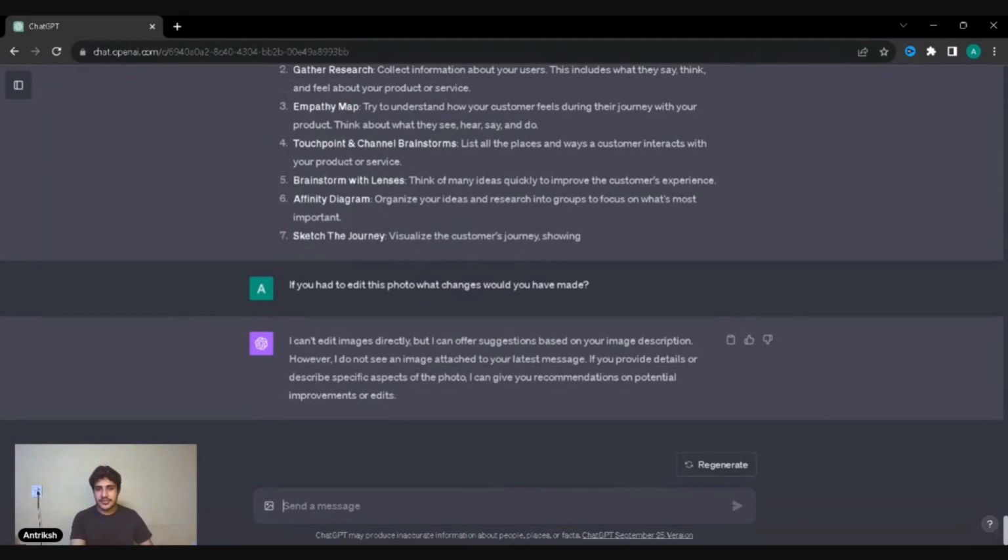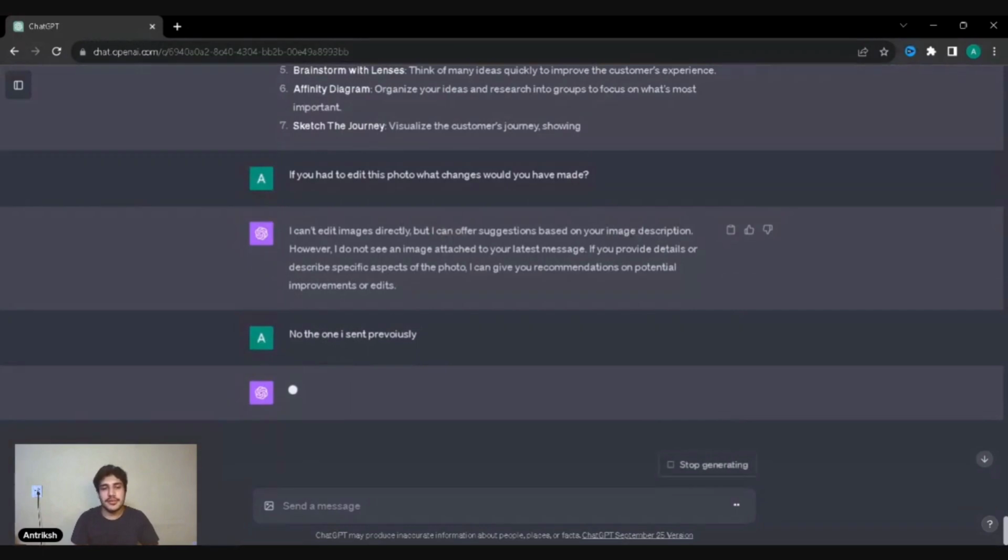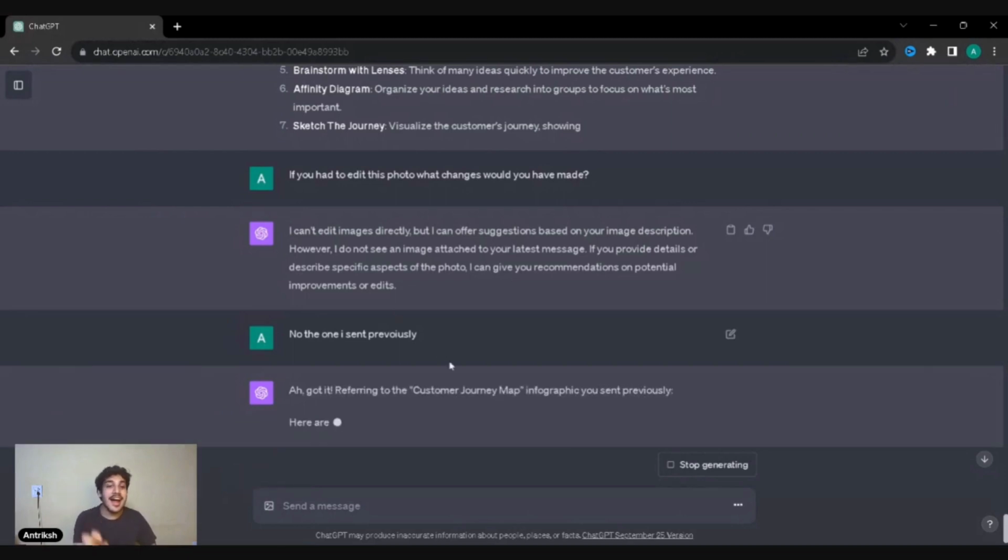I can't edit images directly, but I can offer suggestions. Wait, I did not see an image attached to your latest message. No, the one I sent previously, right? Let's see if it can answer this. Meanwhile, in fact, got it. Referring to the customer journey map infographic you sent previously, here are some suggestions for edits.